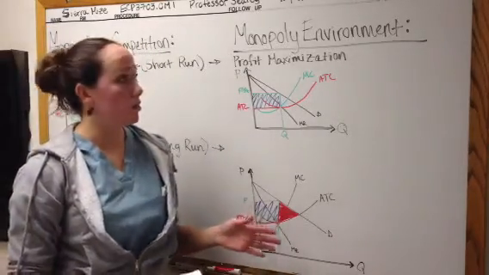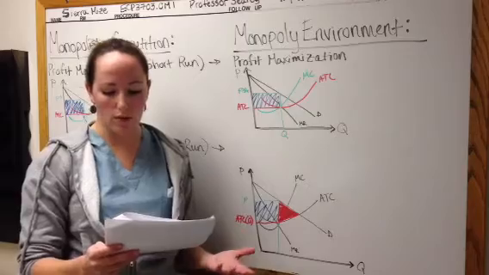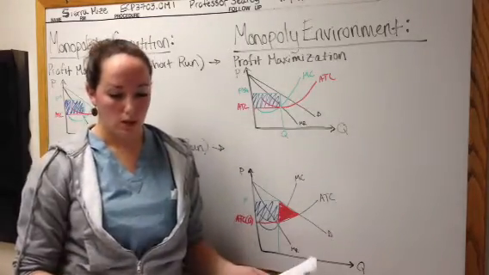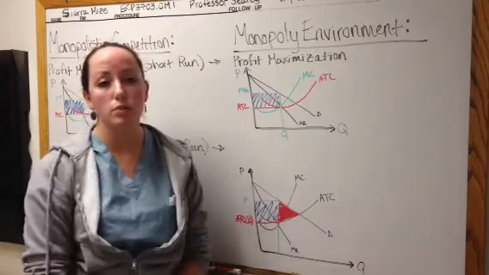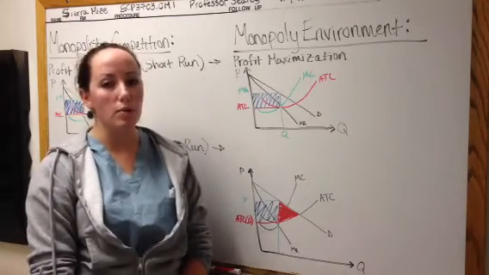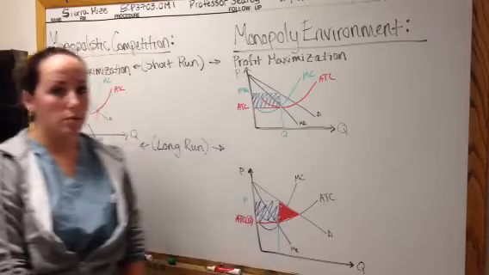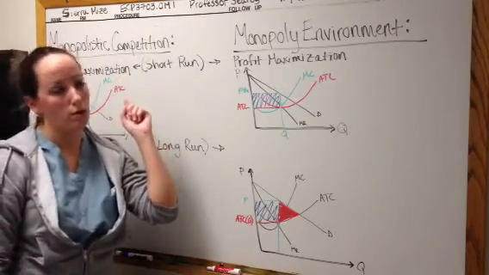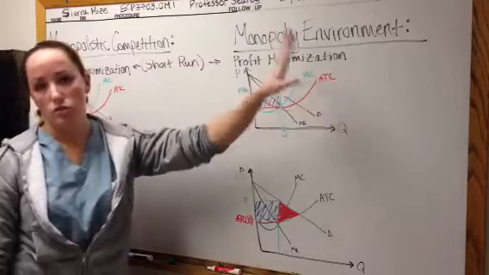And really, in the long run, monopoly environments have no effect unless the source of the monopoly power is eliminated. So I hope this cleared up some confusion between monopolistic competition and the monopoly environment. Remember, it's monopolistic competition and it's competitive, so there's more than one firm. And in a monopoly, it's just one firm.